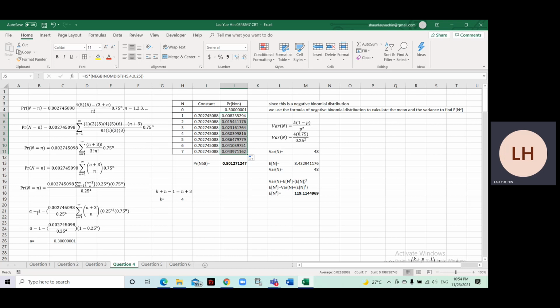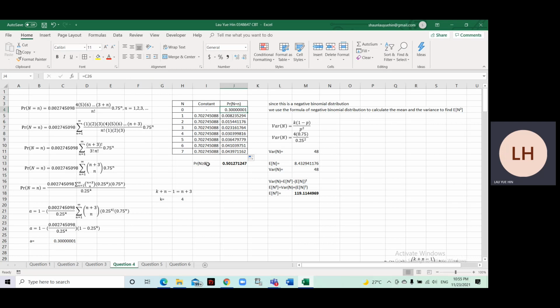So how to find A? A is actually 1 minus the probability of n equal to 1 up to infinity, which is 1 minus this whole sum. So calculate this, and we'll get A equal to 0.30001. So I put it here.